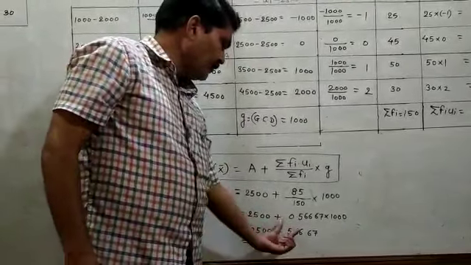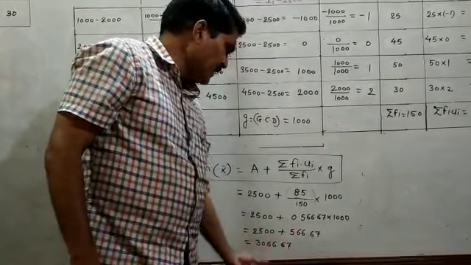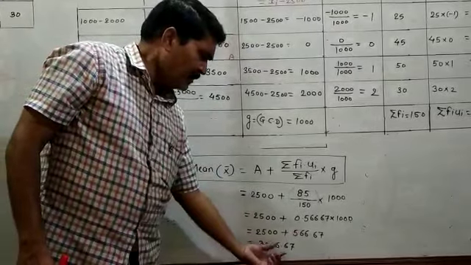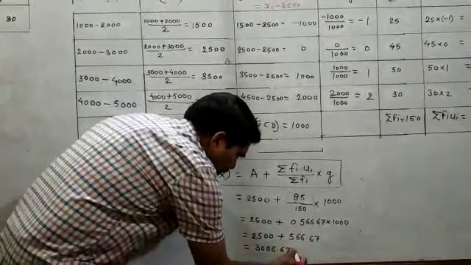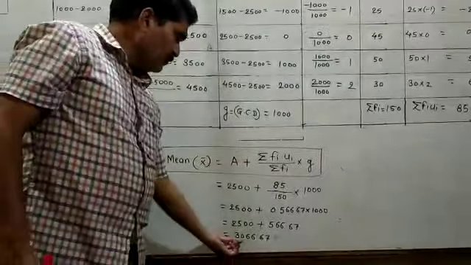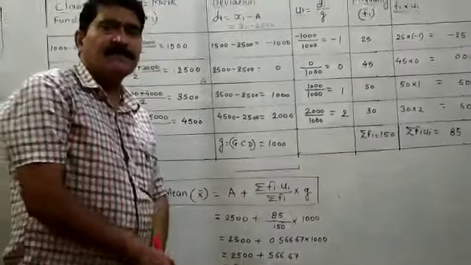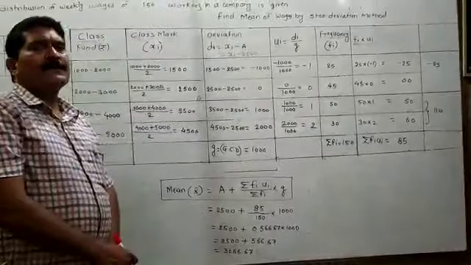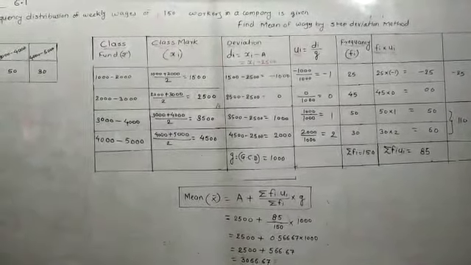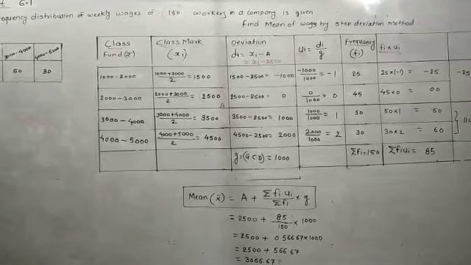Then 2500 plus 566.67 is 3066.67. At that time this answer will come 3066.67 rupees. Then I will say that the mean wages of the 150 workers is equal to 3066.67 rupees. In this way, you have to solve this example. So write this example, each and every step, properly in your classwork notebook. Thank you.